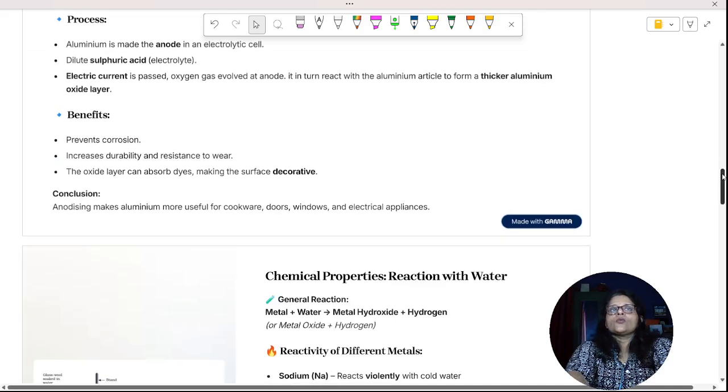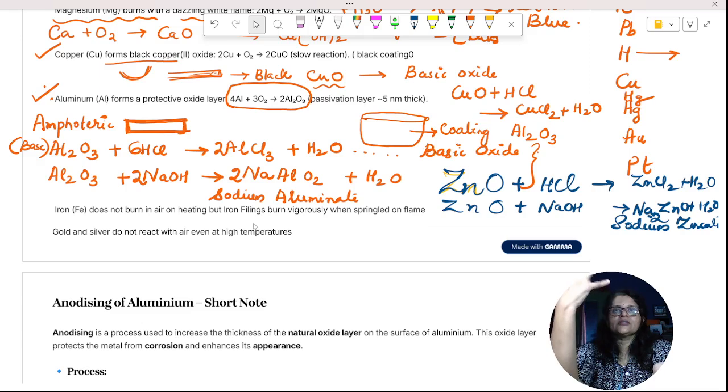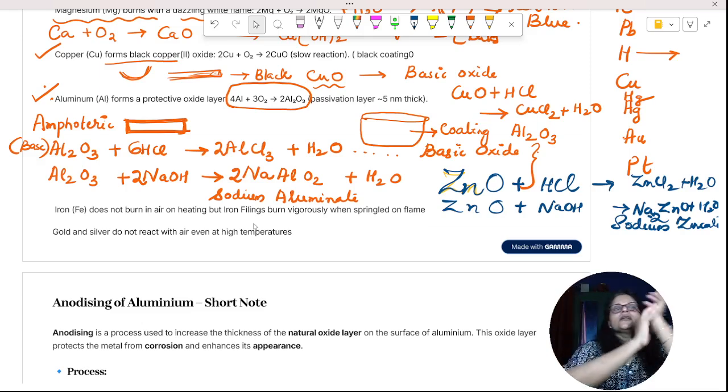If you heat iron, what will happen? Iron will melt. And if you sprinkle iron filings into the fire, they will burn vigorously.